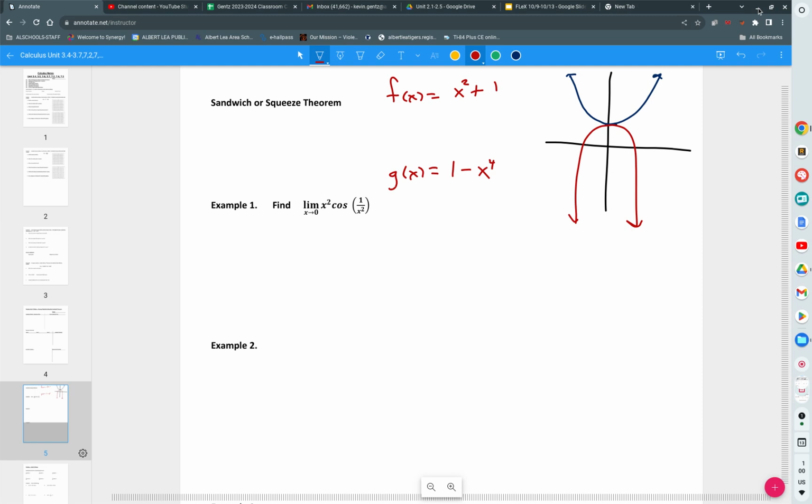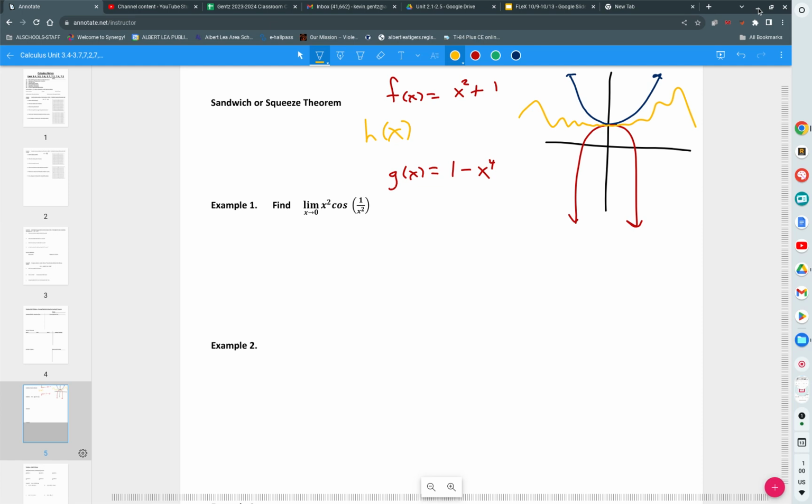Then we're going to draw another function. We're going to call it h of x. And what we know about h of x is not a whole lot. The graph is very weird shaped. It doesn't have a nice shape to it like these do. But we know it always stays between the other two. Always between the other two.